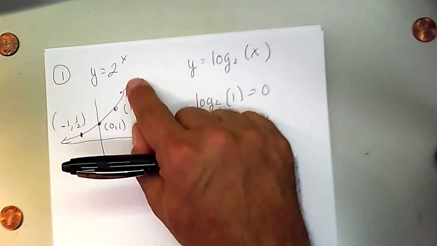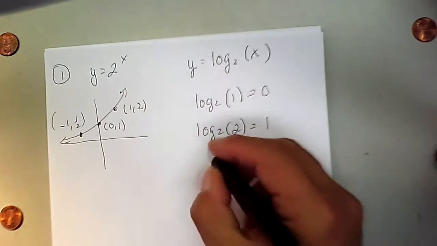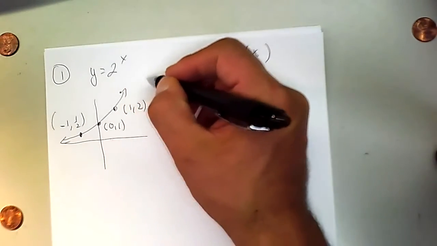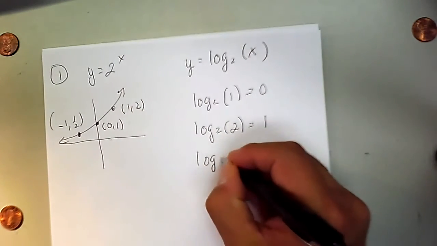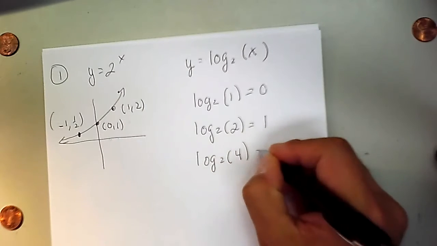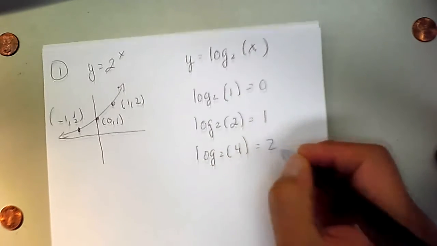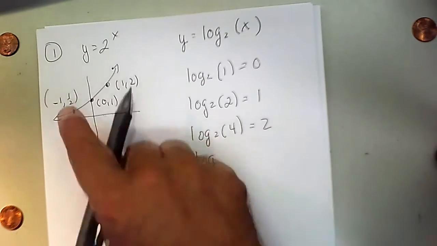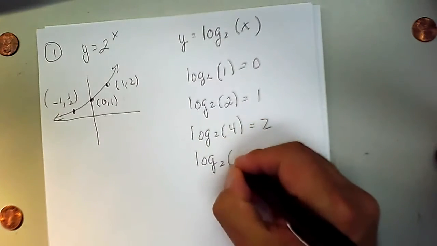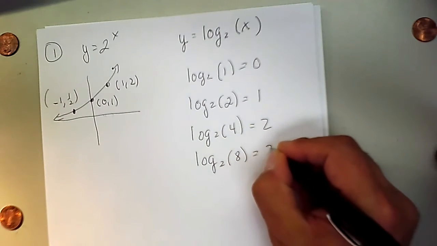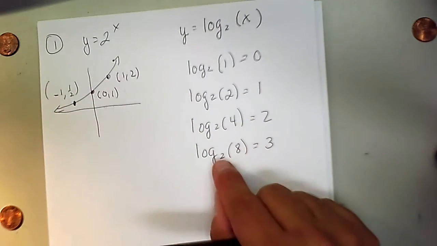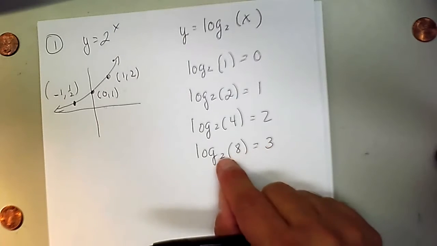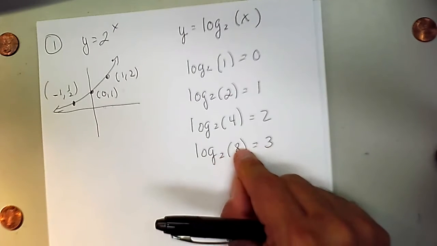Another point up here with whole numbers would be (2, 4). So the logarithm in base 2 of 4 is equal to 2. And let me do one more. Logarithm in that direction, base 2 of 8 equals 3. Why? Because 2 to the third equals 8. Notice that we're not doing 2 to the 8 at all whatsoever.